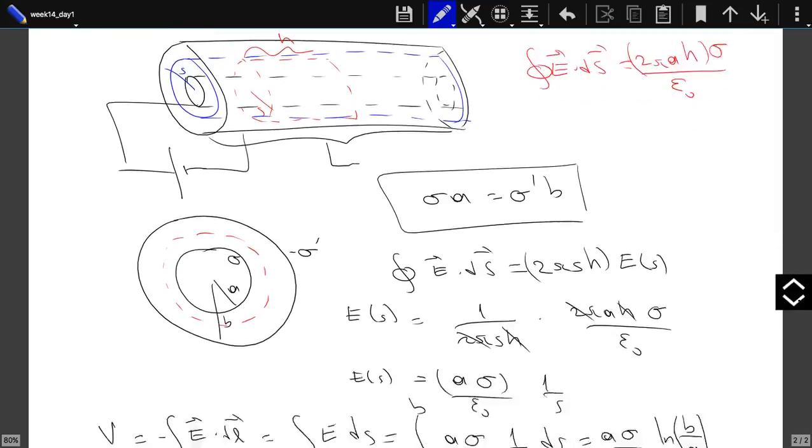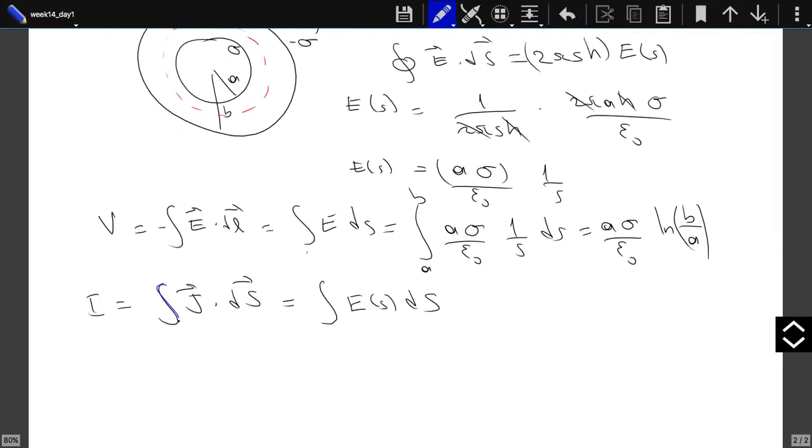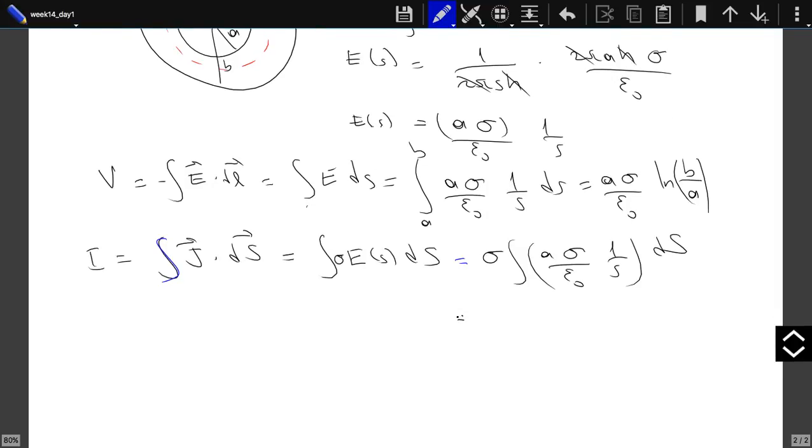Of radius S also. So this integral is over the blue surface. And this would be equal to, well, J is the current density, sigma times E. And so this would be equal to sigma times, well, the electric field is A sigma over epsilon 0 times 1 over S, times the surface. Well, this S is the distance from the central axis. Over the cylinder, it is just constant. I can just take those out.